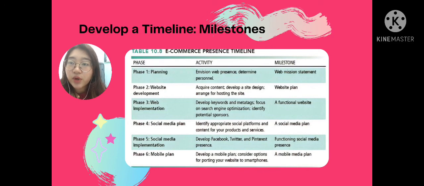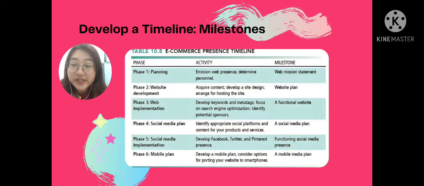For phase number one, there is planning. In activity, you can envision web presence and determine personnel. For the milestone, web mission statement. Phase number two is website development. In activity, you can acquire content, develop a site design, and arrange for hosting the site. Phase number three is called web implementation. You can develop keywords and meta text, focus on search engine optimization, and identify potential sponsors.